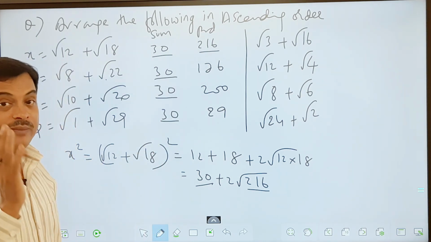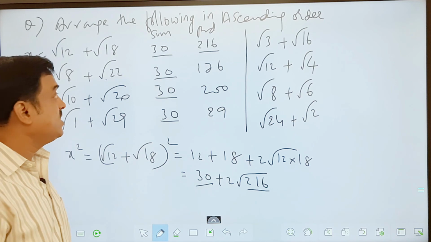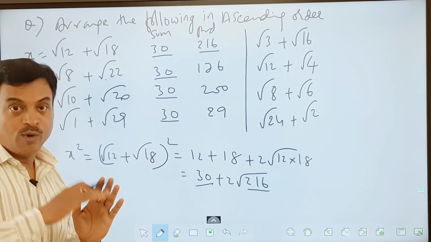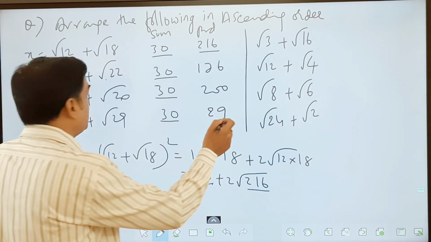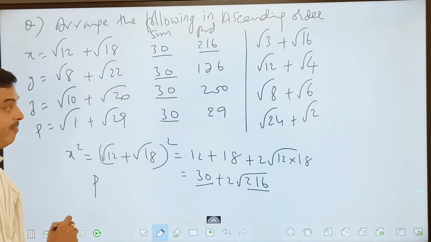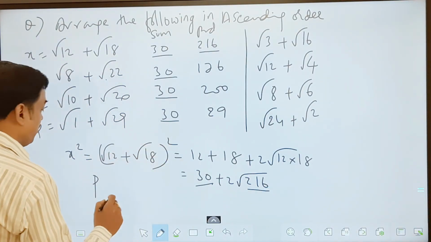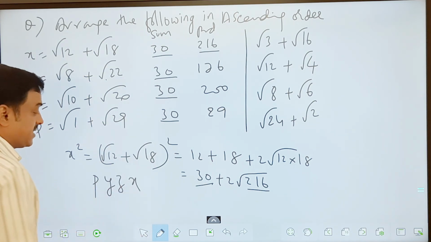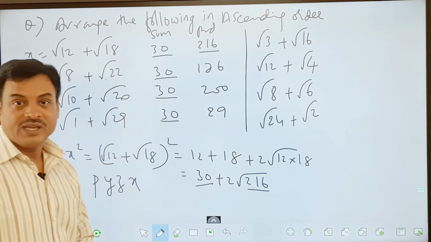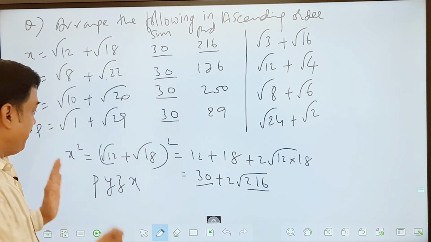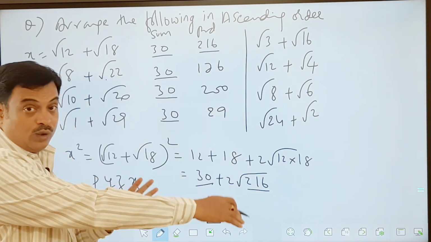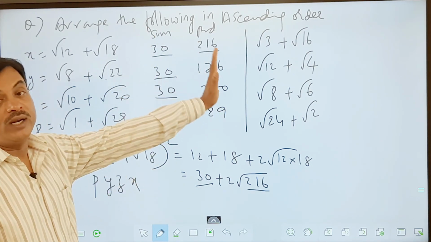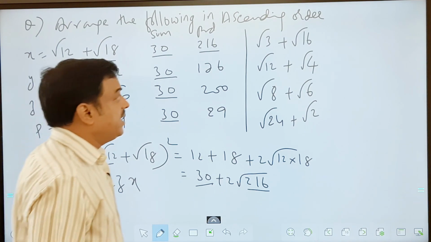And in order to arrange them in ascending order, we can now do it based on the product values. So ascending order means what? Small to big. So my first value will be P, then followed by the second number Y, then followed by Z, and finally followed by X. This is my ascending order in this case. So if I don't want to do all this, just do sum and product. If the sum is the same, arrange according to the product. Okay? Now let us see the other example.